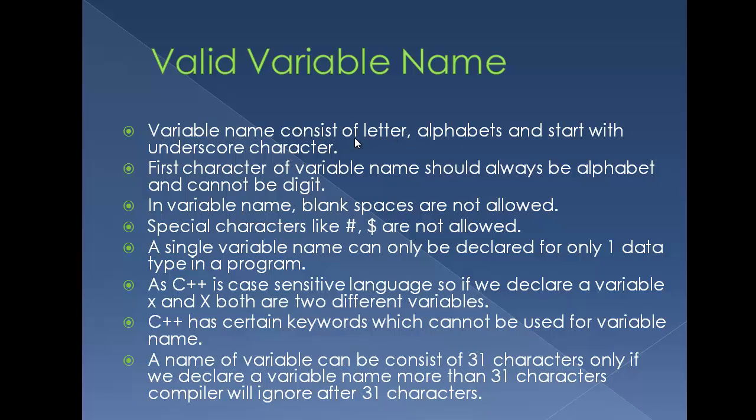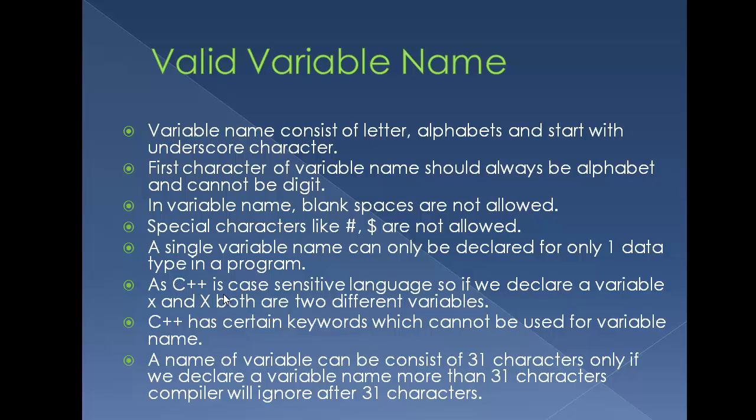Valid variable names. A variable name consists of letters, alphabets, and can start with an underscore character. The first character of a variable name should always be an alphabet and cannot be a digit. In a variable name, blank spaces are not allowed. Special characters like pound sign and dollar sign are not allowed. A single variable name can only be declared in a program one time.